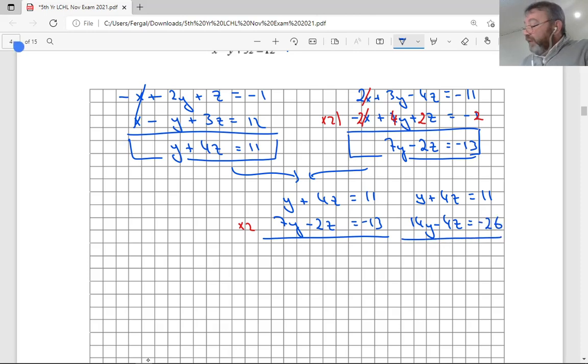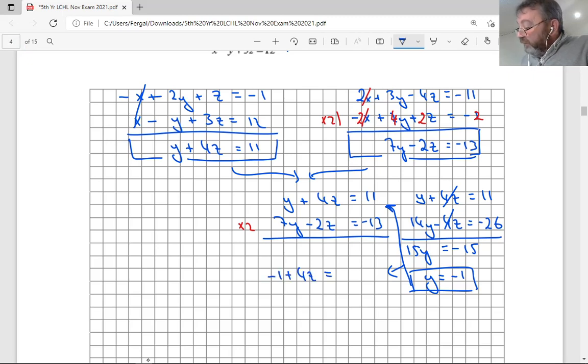And again, if I go down the columns, I'm going to get 15y, 4z minus 4z cancels, 11 minus 26 is minus 15, so immediately y is minus 1. And once you discover the value of one variable, by substitution you can reveal the values of the rest. So we can take that now back to either one of these two equations here. Let's take it up to this one. So what's that going to give me? Well, y is now minus 1, so that's going to become minus 1 plus 4z is equal to 11. That means that 4z is equal to 12, which means that z is equal to 3.